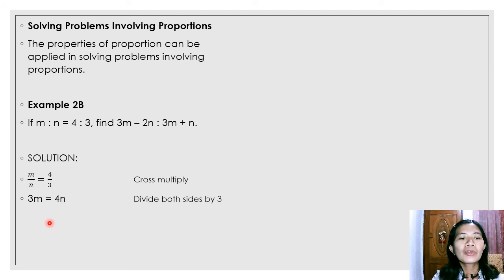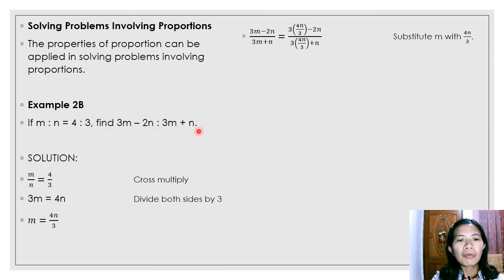Now, to simplify, we will get the value of m by dividing both sides by 3. So 3 divided by 3 leaves m, equal to 4n over 3. We will use this later in our equation. Now, we are going to find the value of 3m minus 2n all over 3m plus n.